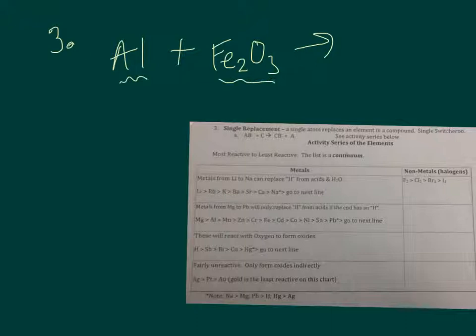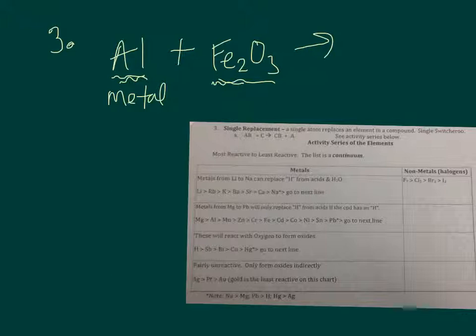Let's try number 3. Number 3 is aluminum plus Fe2O3. Now notice the single thing can be written on this side of the arrow or that side of the arrow. I sometimes just switch it up to see if I can catch your brain. So you look at the single thing: aluminum. That's a metal. So a metal will only replace a metal, and the metal over here is Fe.